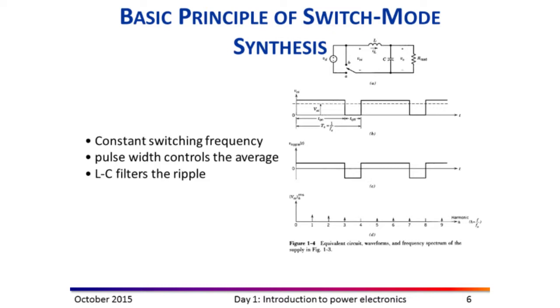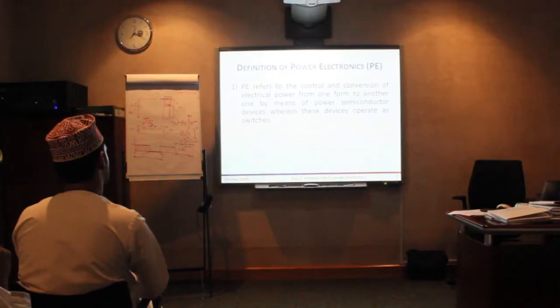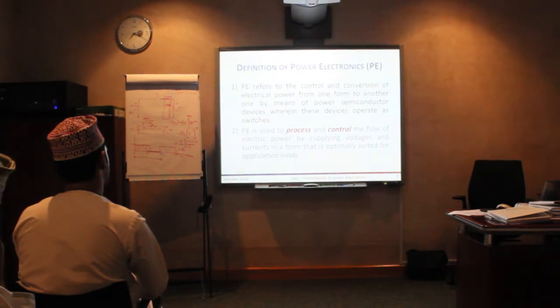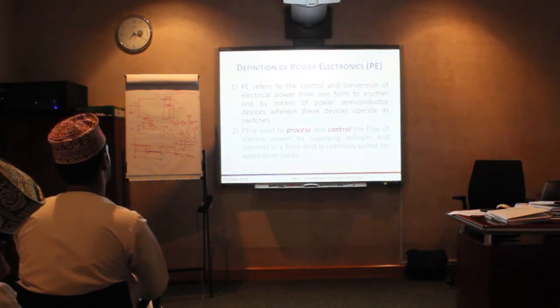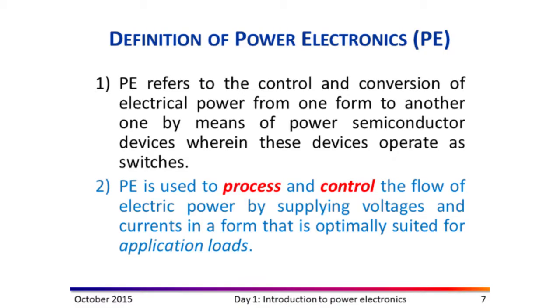So we discussed that power electronics is to control and convert electrical power from one form to another by means of power semiconductor devices like switches, transistors, diodes, and other things. It is used to process and control the flow of electric power by supplying voltage and current in a form that is optimally suited to the application of the device. For example, the phone needs 5 volts with a specific value of milliamperes, you have to supply that. This one needs a specific voltage, you have to do that.